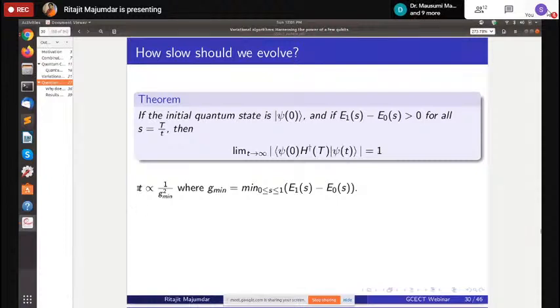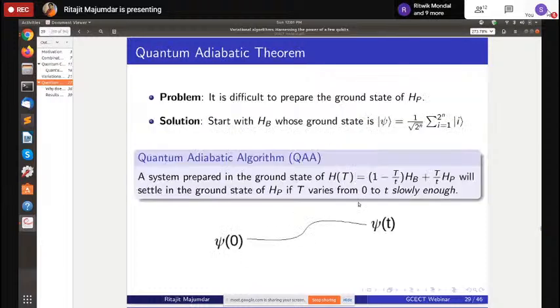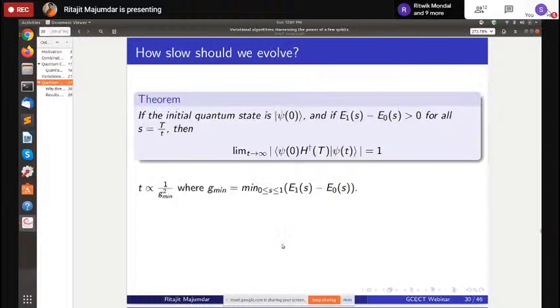It says that the time t should vary inversely proportional to this g mean square, where g mean says that if you vary s from 0 to 1, then you take the value of E1(s) minus E0(s) at every point and find the minimum of that. If you can do that, then your time that we said here, slowly enough, should be proportional to 1 over g mean square.